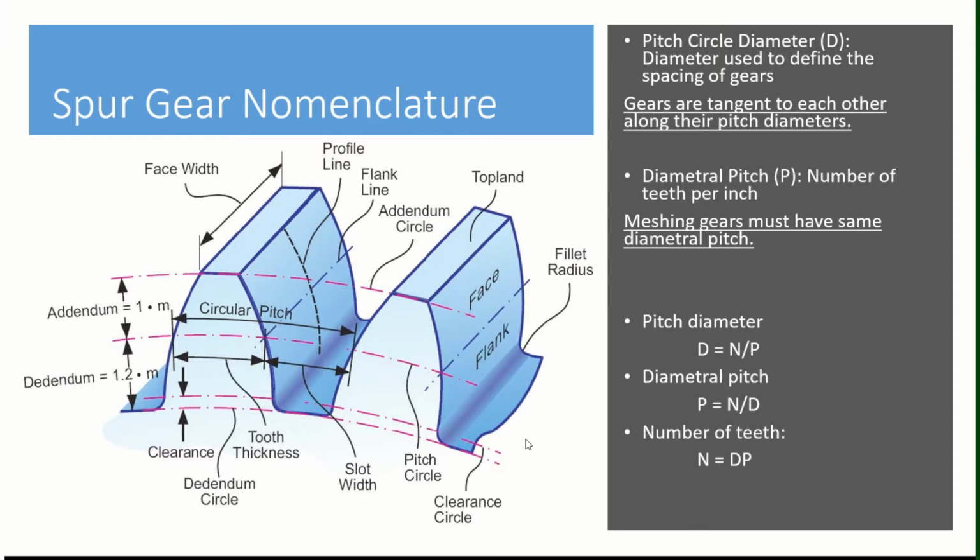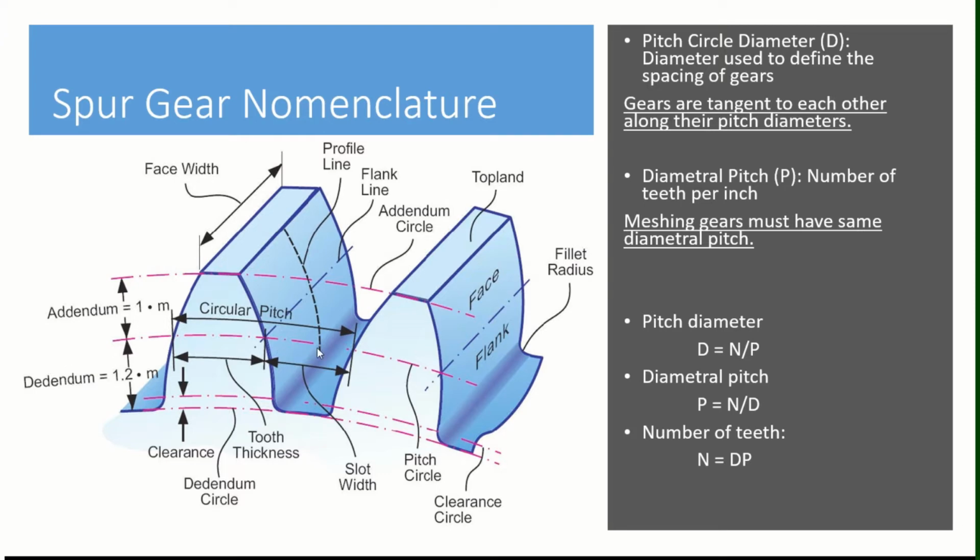The most important circle for that gear is called the pitch circle, and the term associated with that is the pitch circle diameter. This is the diameter that is used to define the spacing between the two gears. If you want to have two gears meshed with each other for perfectly smooth power transmission, then their pitch circles need to be tangent to each other, and that's the most important criterion for a perfect meshing between the two gears.